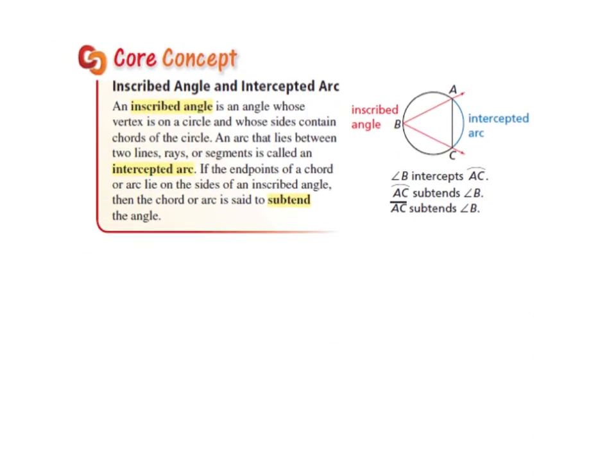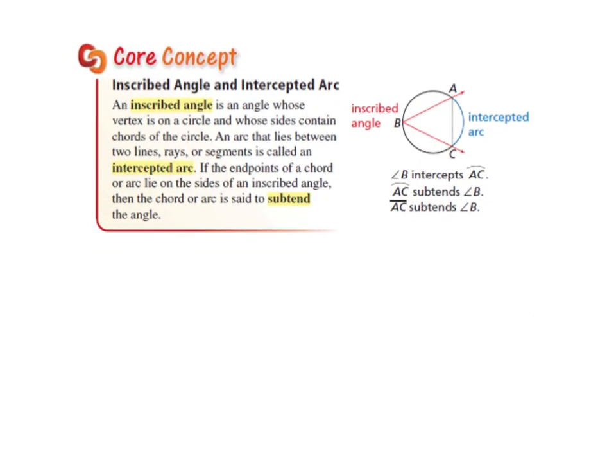Okay, so what we're going to find here is we have an inscribed angle. That's just basically defining what we just talked about. The sides are the chords of the circle, and the arc that lies between them is called the intercepted arc. And subtend basically means if the endpoints of a chord lie on the sides of an inscribed angle, then the chords are said to subtend the angle. That's just a lot of vocabulary to say what we just said on the last slide, that an inscribed angle has its vertex on the circle, and the arc here is called the intercepted arc.